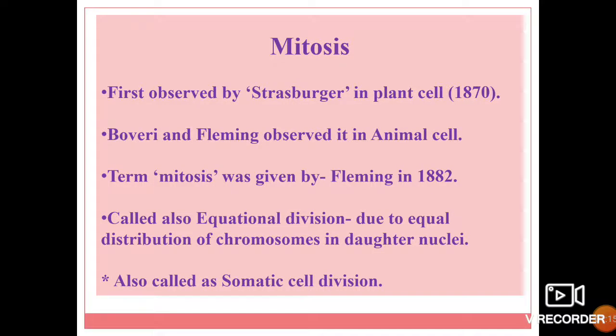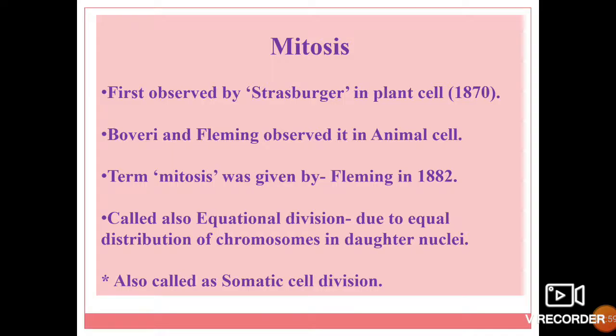To give an overview of the historical perspective, mitosis was first observed by Strasburger in plant cells in 1870 and later by Fleming and Boveri in animal cells. However, the term mitosis was used by Fleming in 1882, and it is known as an equational division because a cell, a mother cell, divides into 2 daughter cells, and the 2 daughter cells are not only identical to each other, they are identical to the mother cell, both qualitatively and quantitatively.